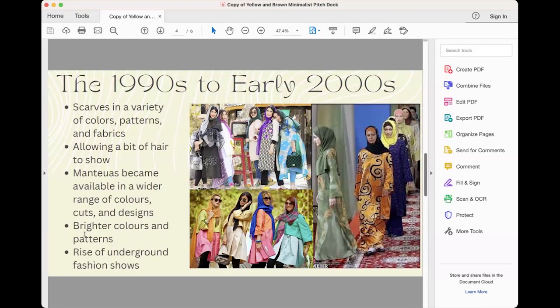The period also saw a rise in underground fashion shows and shops that sold Western style clothing. These venues became a space where the youth could explore global fashion trends discreetly.